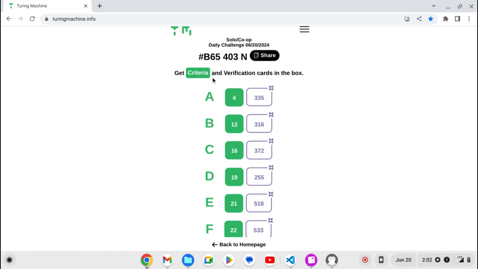So today's puzzle uses the following 6 criteria cards. Criteria card 4, 12, 16, 19, 21, and 22. And we're using the purple verification cards. The code above is your way to find more details on today's puzzle by searching this code on turingmachine.info. Let's go solve.